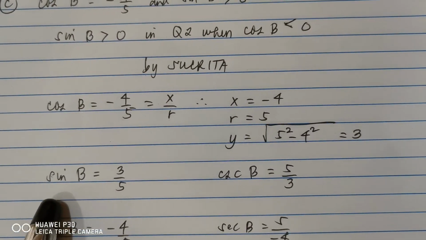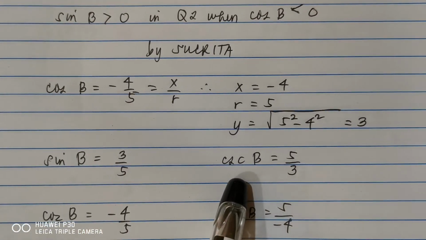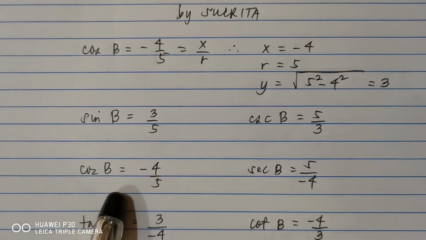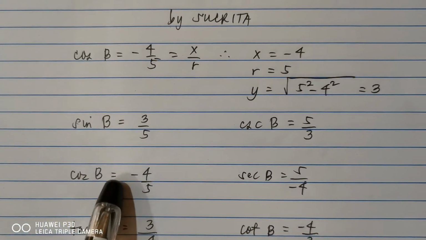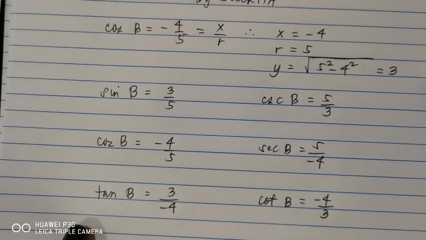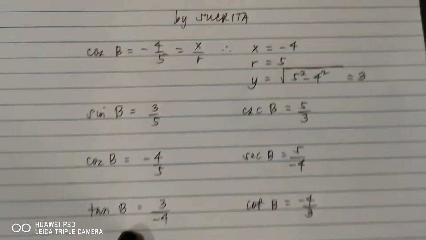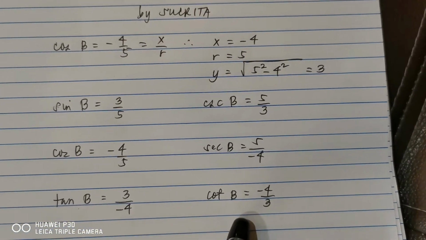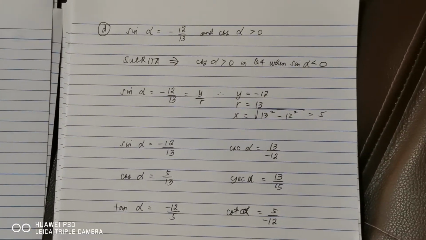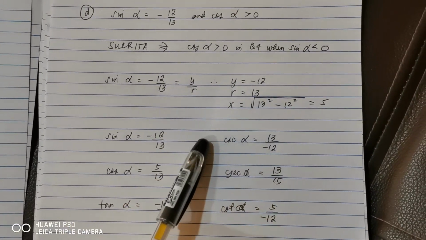So sine B is equal to y over r, which is 3 over 5, and cosecant is the reciprocal, 5 over 3. Cosine B is equal to negative 4 over 5. The reciprocal is 5 over negative 4. Tangent B is y over x, which is 3 over negative 4. And cotangent B is the reciprocal, negative 4 over 3. So I guess this time you have already memorized x, y, and r.